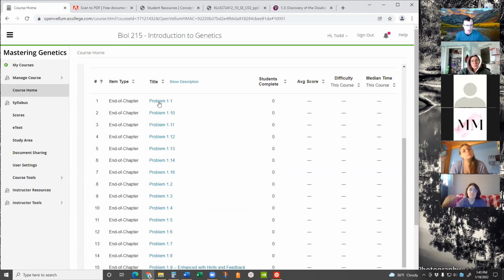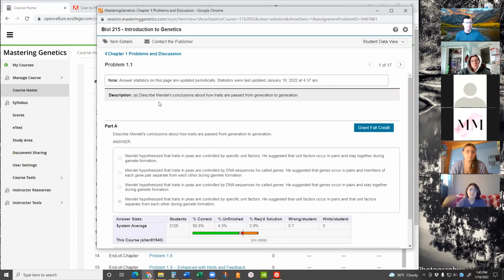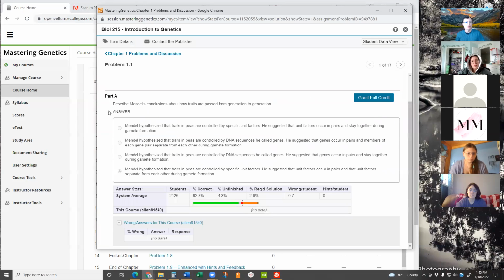So I don't know, I'll just pop up one question here, okay? Describe Mendel's conclusions about how traits are passed from generation to generation, okay? So obviously you may not be able to answer that now, but after reading the first chapter, you should be in a much better position to answer that kind of thing, okay?